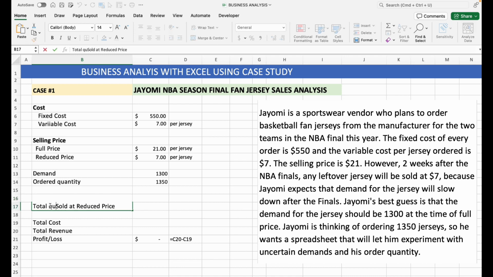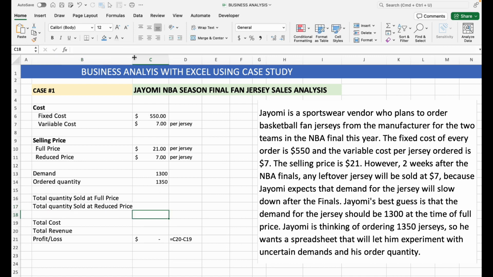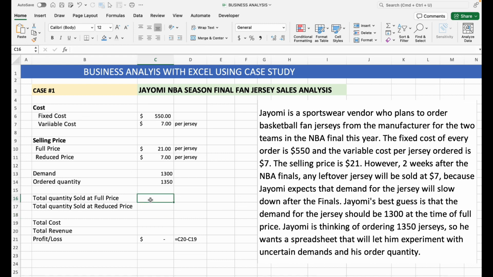So let me expand this place a little. How do you know the total quantity sold at full price? If the demand is 1,300 and the order is 1,350, then it means it cannot sell more than what is demanded at full price. So he would have sold 1,300 at full price. Then normally what would have sold at reduced price would be equal to this minus this, which will give him 50.